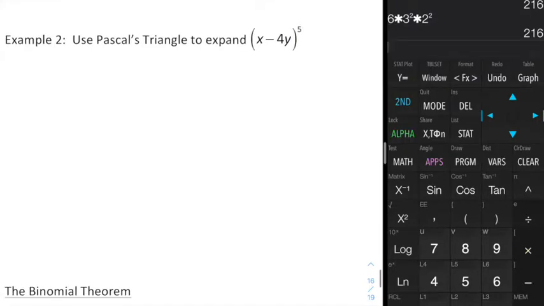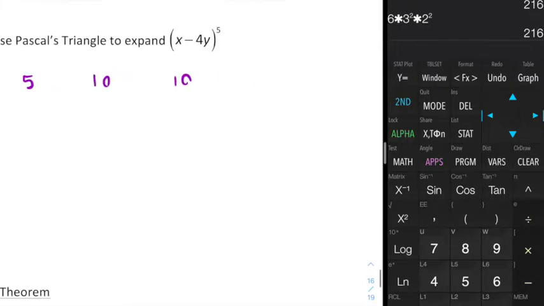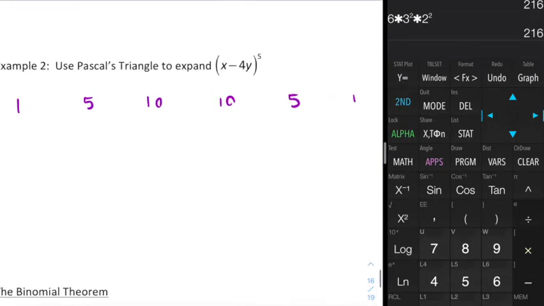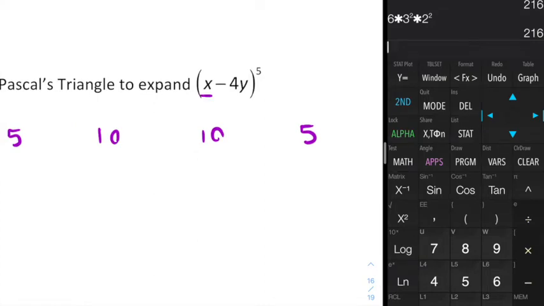So here's what we'll do. I think the row here is going to be 1, 5, 10, 10, 5, and then 1. Just make sure you leave enough space to get everything else. Okay, so here's going to be your thing. You're going to do x as your first part, and then actually you're going to do negative 4y. That'll be your b part. So this will be your a, and then the negative will go with the b part, so the negative will go with the 4 right there.